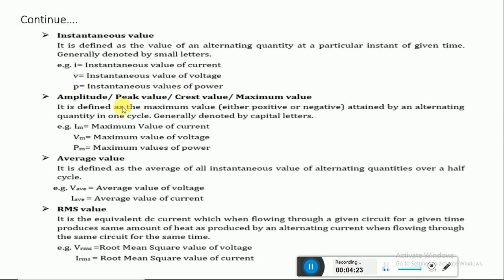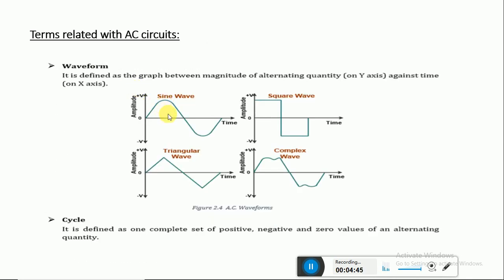of the power. Now the next term is amplitude. The synonyms of amplitude are peak value, crest value, and maximum value. All these names are the same. Amplitude is defined as the maximum value, either positive or negative. In this way you can see at this point, at pi by 2, the signal is maximum on the positive side, but at 3 pi by 2 it is negative maximum.